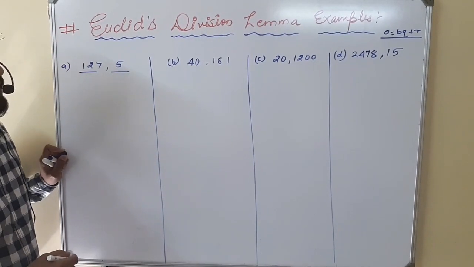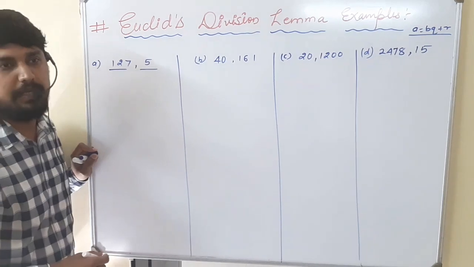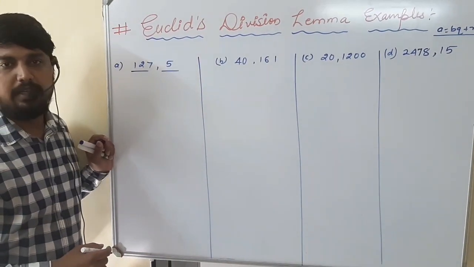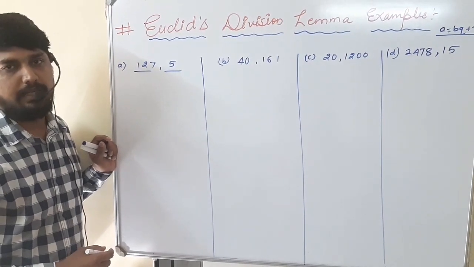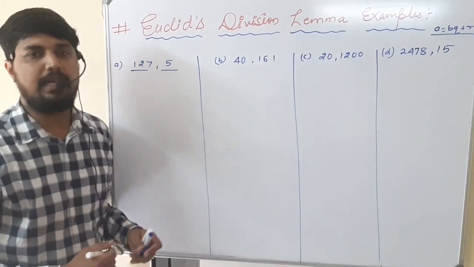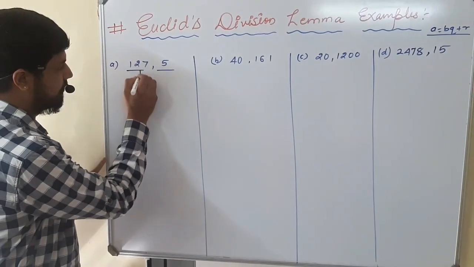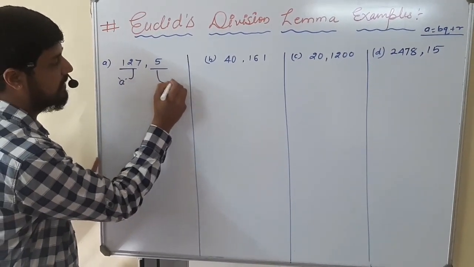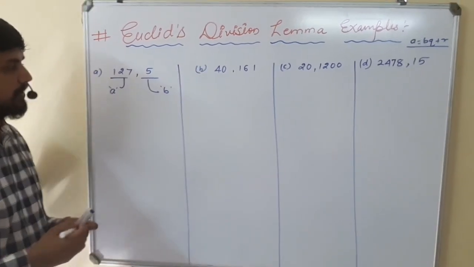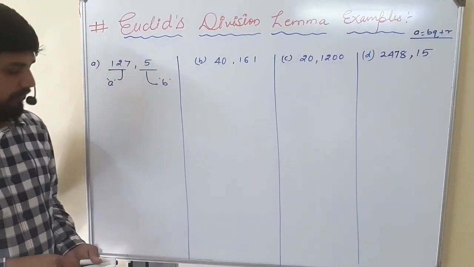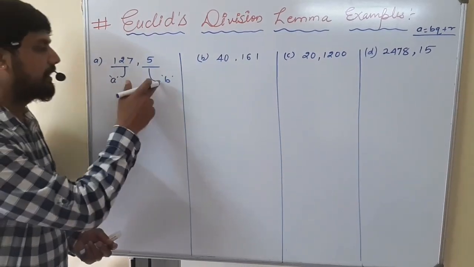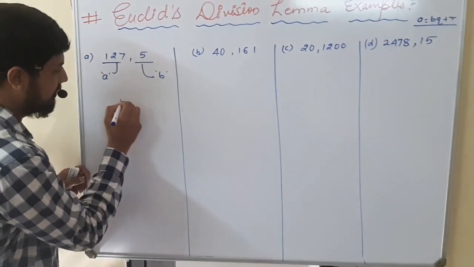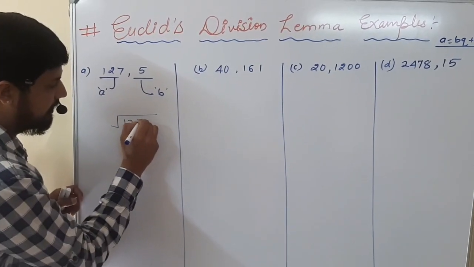So first of all, we have to select the values of a and b. In the statement of the Euclid division lemma, we have already studied that the greater integer is taken as a and the smaller integer is taken as b. So in this question, 127 is our a and 5 is our b. Once we get the values of a and b, we have to divide the bigger integer by the smaller integer. So now let's divide 127 by 5.